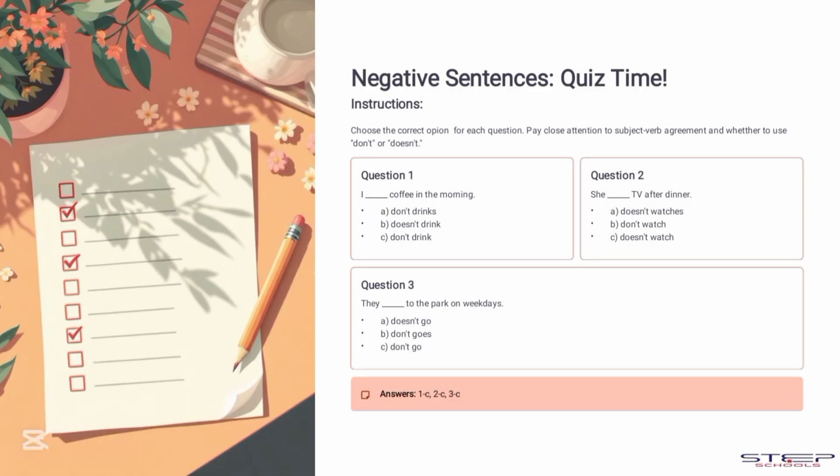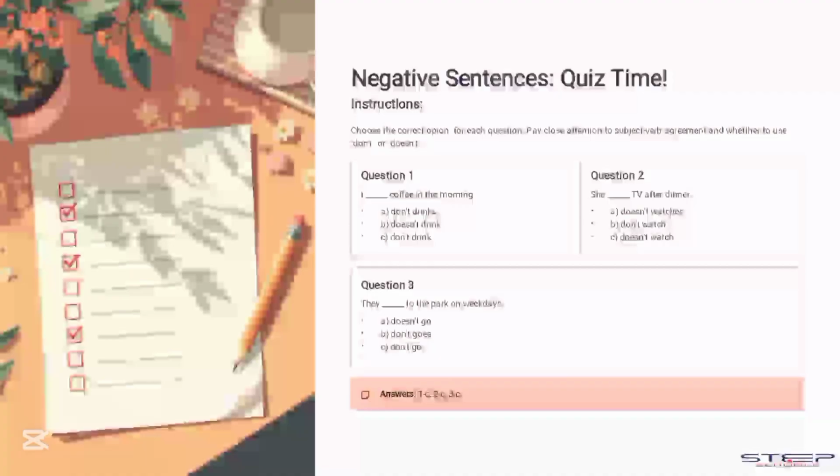The first one is: dash coffee in the morning. Do not drinks, doesn't drink, don't drink. So if your answer is option C, then you are right.